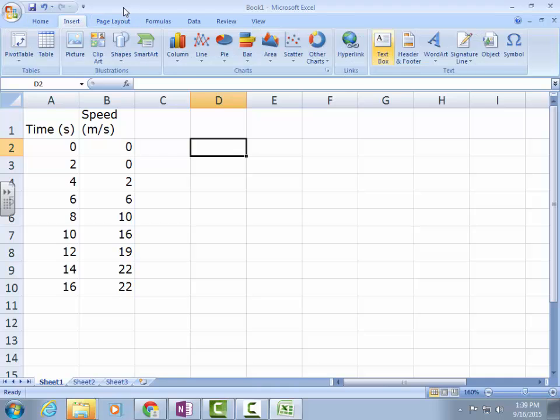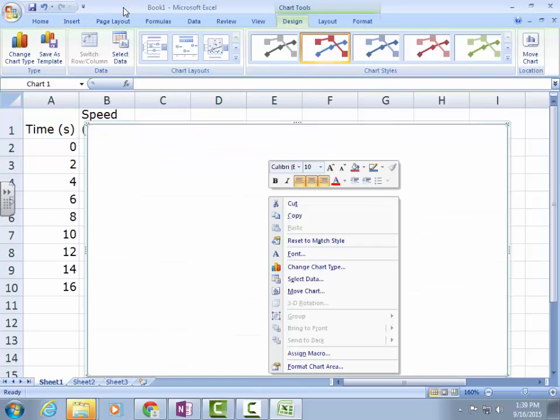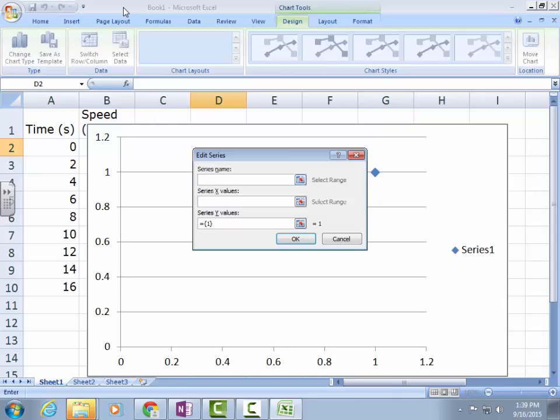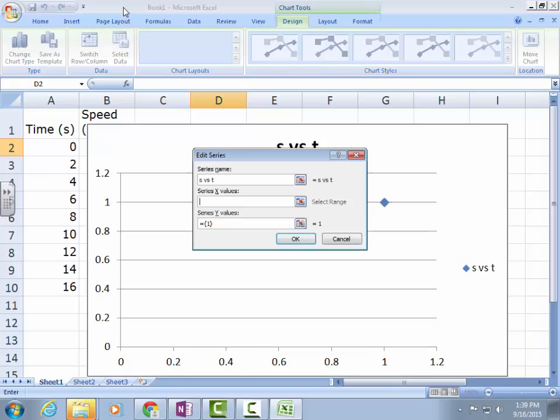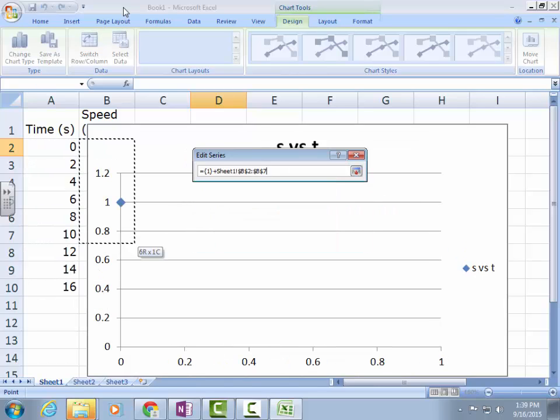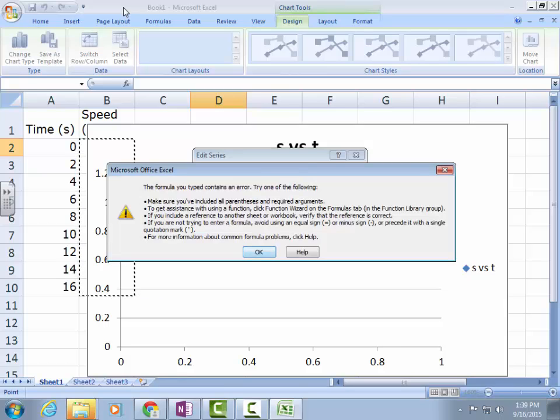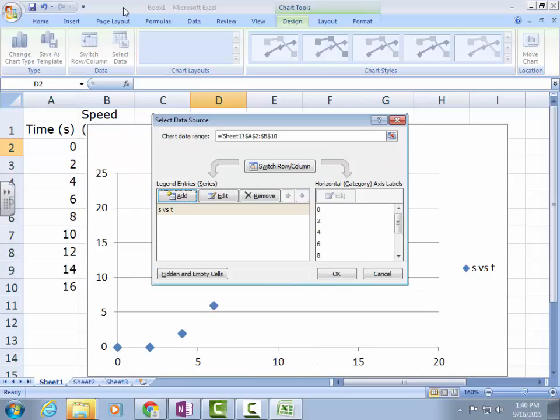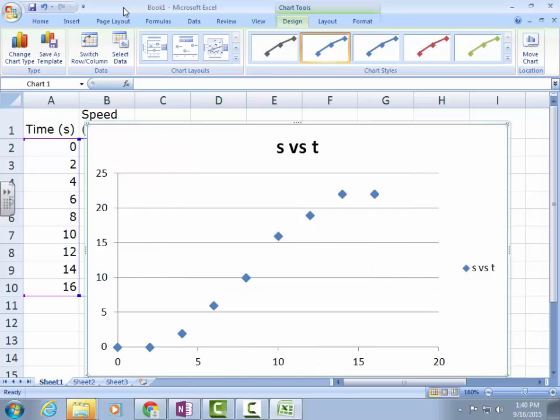And let me go and insert a scatter plot, select the data, add the series. This is S versus T. My X values are my times. My Y values are my speeds. Okay. And there you go. And now it gives me this curve.